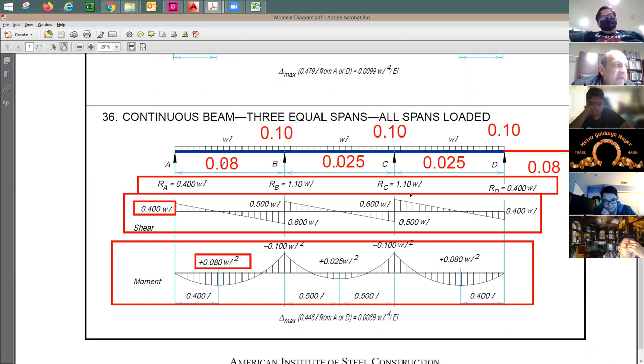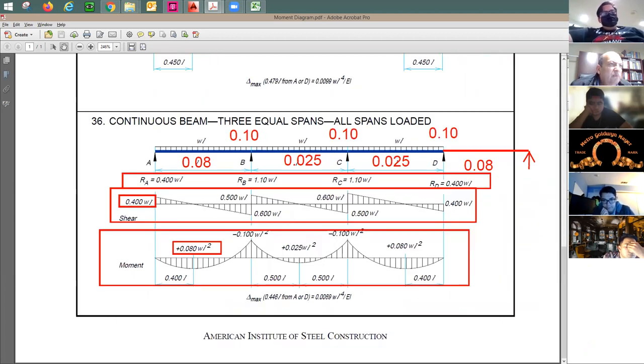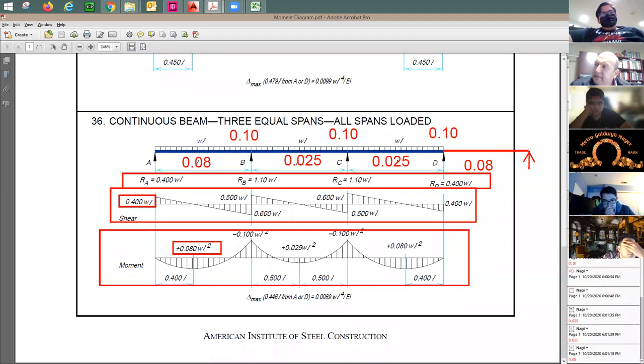So in our analysis here, we'll need to design for 2 moments only. Will you please keep this in mind? I don't want you to spend more effort than needed. It's going to be these 2 moments: 0.28 W squared and 0.1 W squared. This is going to be the negative moment, this is going to be the positive moment.